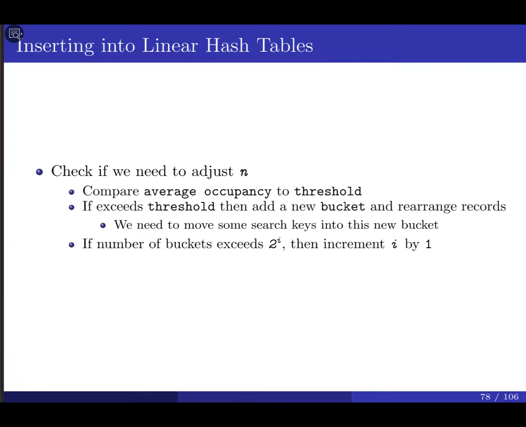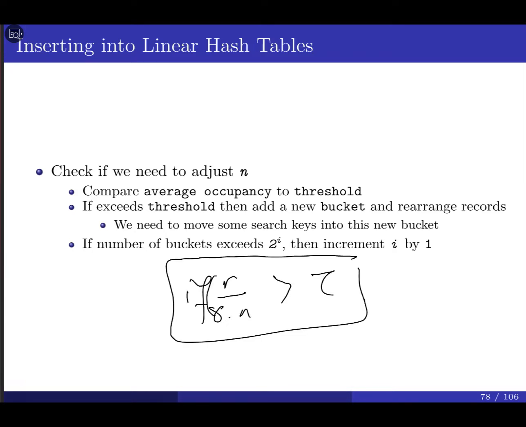So every time you perform an insertion, adding new things, you need to compute the average occupancy, which is going to be the value of r divided by gamma multiplied by n. This one must be greater than tau. If you figure out that this exceeds or satisfies this condition, then what we're going to do in this case is increase the value of n, the number of physical buckets, by 1.